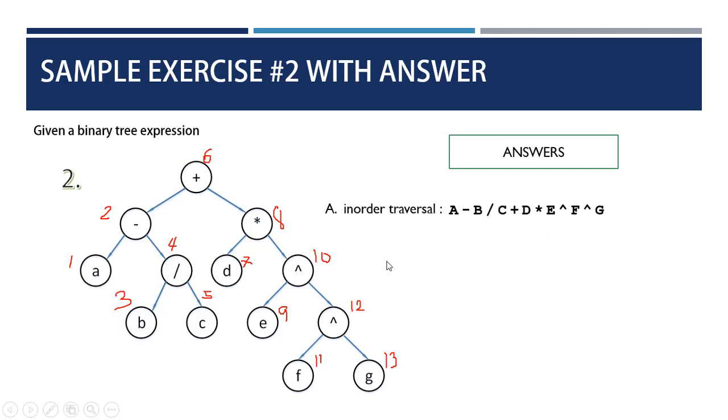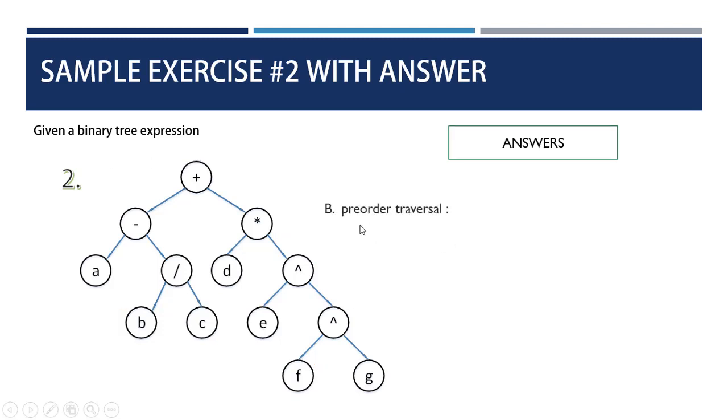Okay, so next, the pre-order. As you can see in the pre-order, all you have to do is visit the root first. Visit the root, so I'll have to label that one. Visit the root, then traverse from the left in pre-order fashion, then go to the right. Visit the root, traverse from the left, traverse from the right.